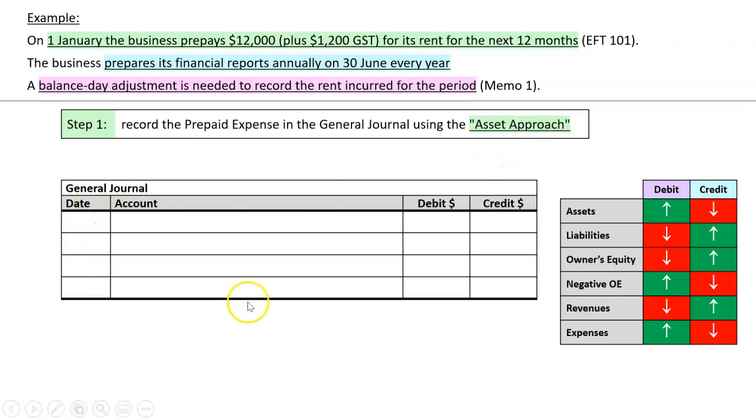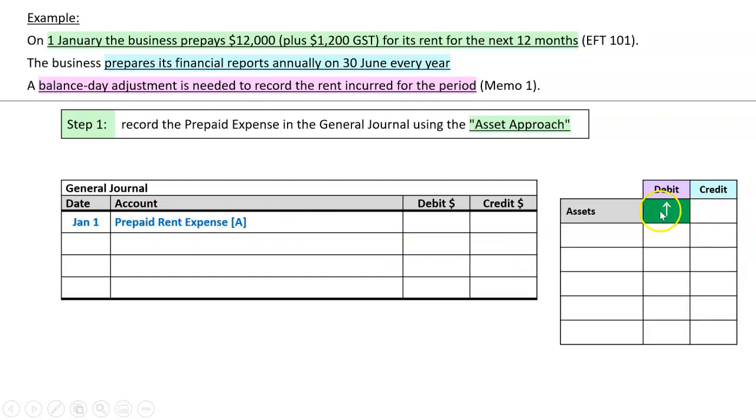So we've got our general journal, and we're going to need to know our rules of debits and credits from earlier in the course. So the first one we've got is we said when we pay it, it's actually an asset. So see, it's got the word expense, but we've got a little A there for asset, so don't get confused. It's a prepaid expense, which is actually an asset. Now that is going up. So the rule says when an asset goes up, that's a debit.